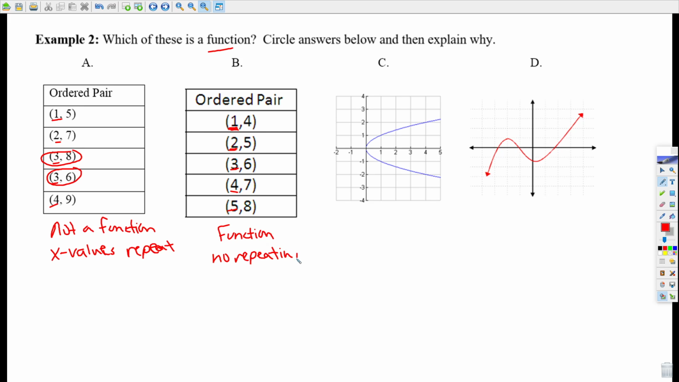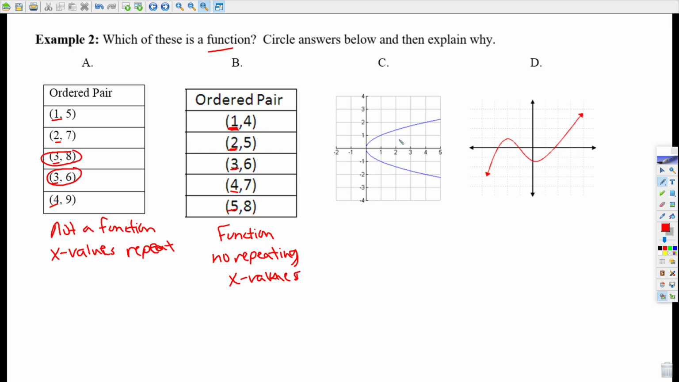Repeating x values. Sorry, it's hard to write on this. All right, now we're going to try our vertical line test because now we have graphs.